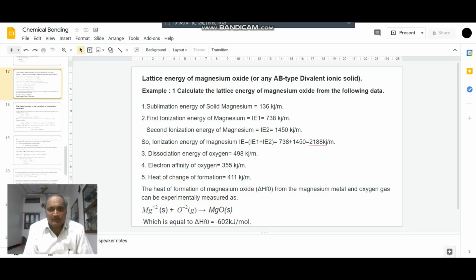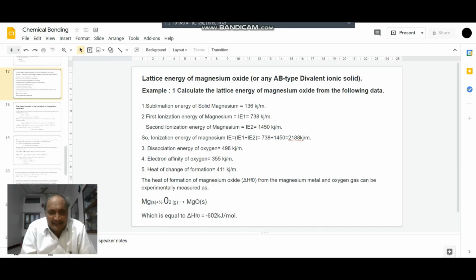The heat of formation of magnesium oxide, that is delta HF, from magnesium metal and gaseous oxygen can be experimentally measured as: Mg in the solid state combines with half mole of oxygen in the gaseous state to give magnesium oxide as a solid, and it is equal to 602 kilojoules per mole.